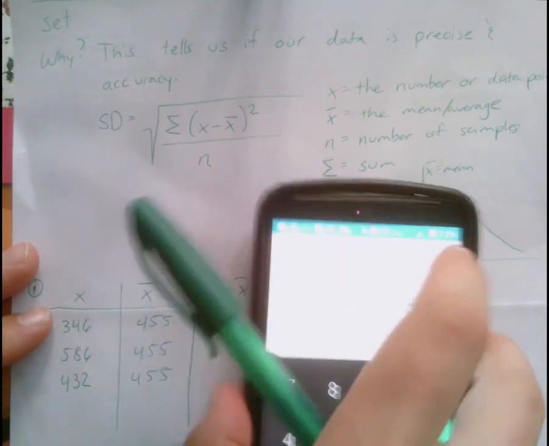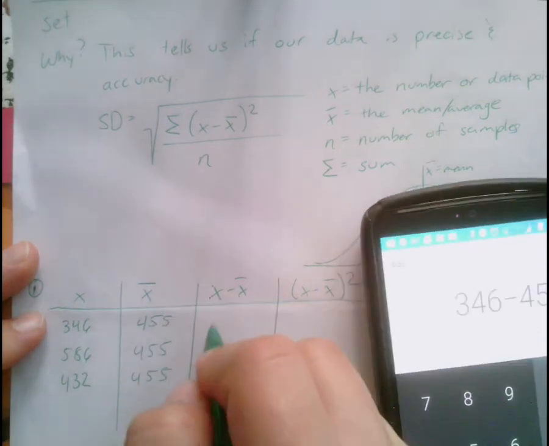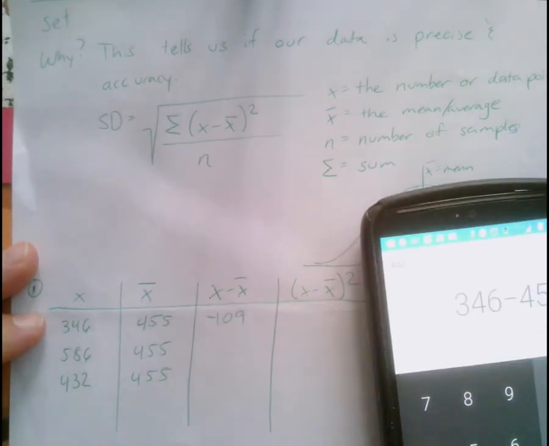Now I need to take X minus X bar. I'm going to clear. I'm going to go 346 minus 455. That's going to give me negative 109. Then 586, make sure I'm deleting, 586 minus 455.